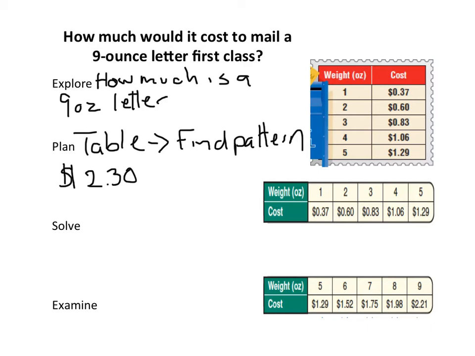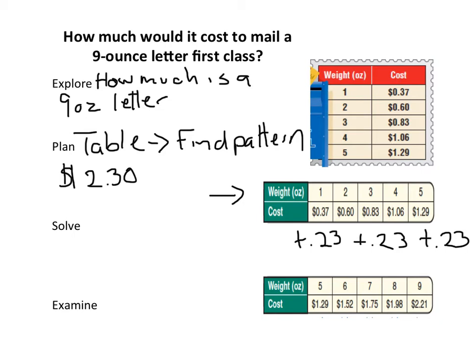To help me solve, I rewrote the table so I can see if there's a pattern a little bit better. I know at 1 ounce the base price is 37 cents. From 37 cents to 60 cents, the 2-ounce letter, I noticed that it increased 23 cents. Examining 2 ounces to 3 ounces, I see the pattern again, 0.23 or 23 cents. And a quick examination from 3 ounces to 4 ounces, once again I see 23 cents.